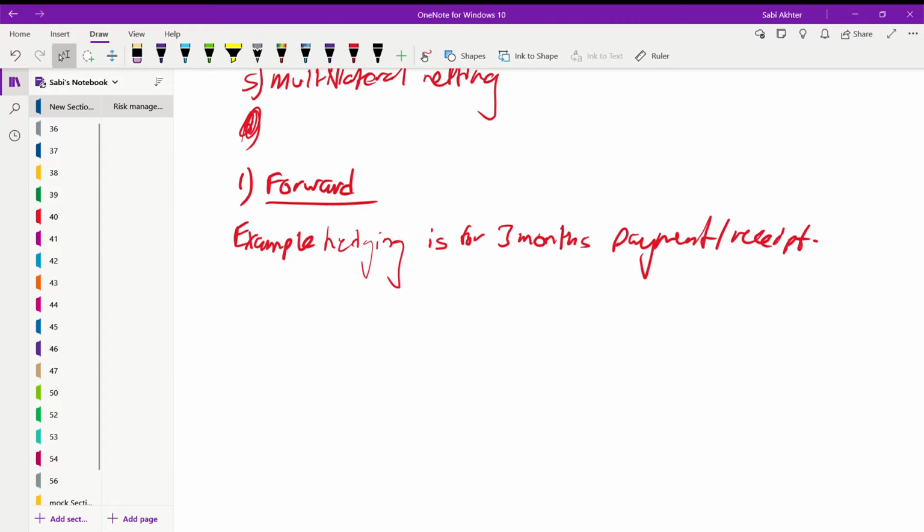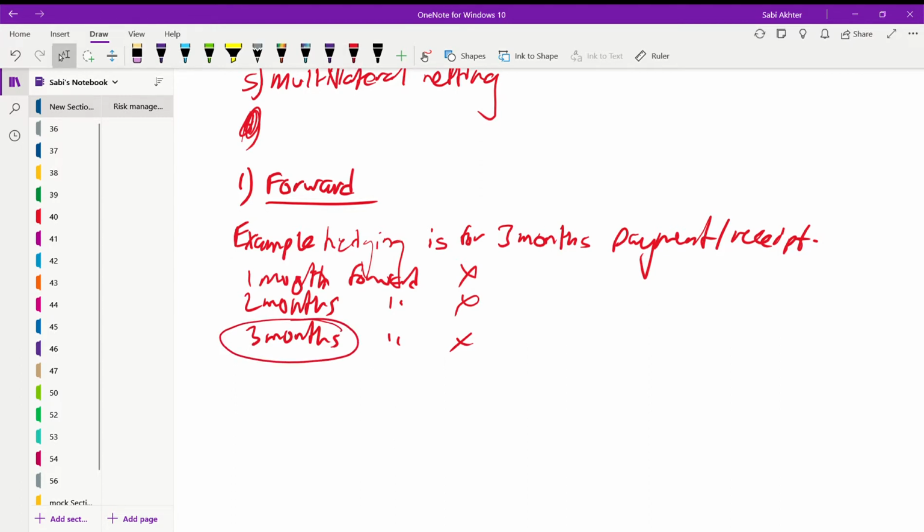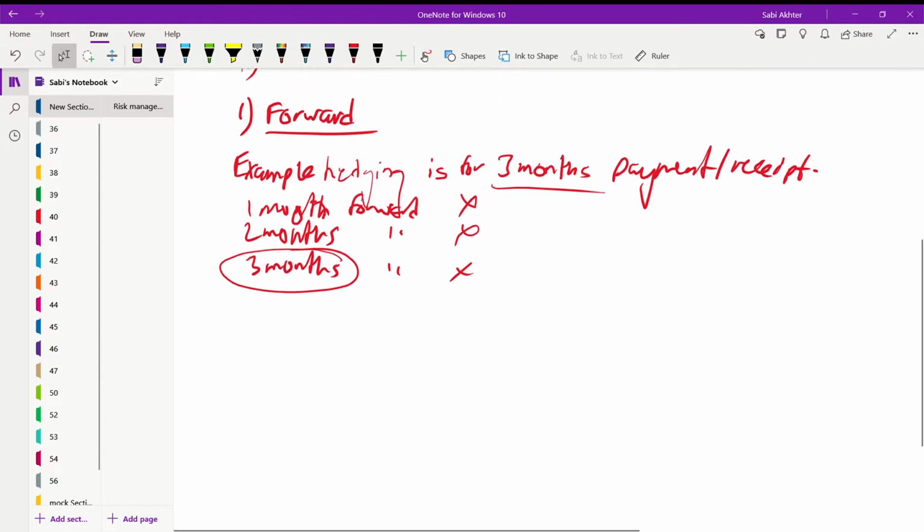options. So coming to forward, they might give you 1 month forward, 2 month forward, or 3 month forward. Now they might give you some rate, let's say X. So which one are you going to take? First month, second month, third month? You are going to choose the third month, because the hedging period is for 3 months. For forward, that is the rate you have to take, and using that rate you work with your hedging amount. Let's say your hedging amount is 10 million.